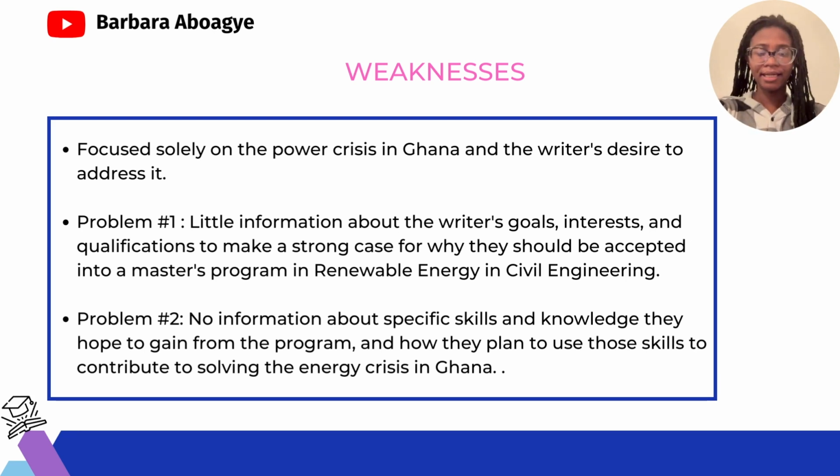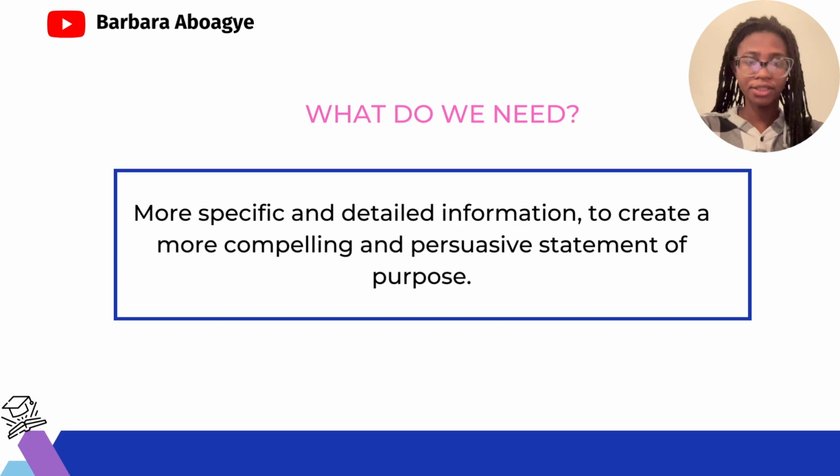The second thing I noted was that there is no information on the specific skills and knowledge I hope to gain and how I plan to use those skills to contribute to solving the energy crisis in Ghana. I did say that I wanted to gain a skill set to be able to improve it, but it wasn't specific enough. And what do I want to use that knowledge for? So how can we solve this issue? We need to provide more specific and detailed information to create a more compelling and persuasive statement of purpose.